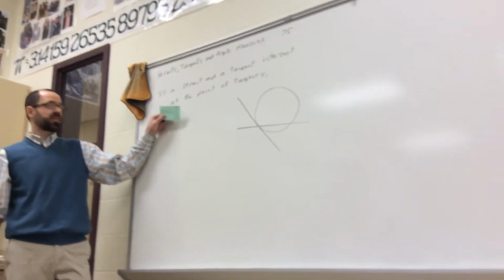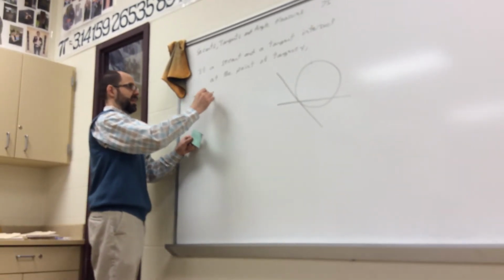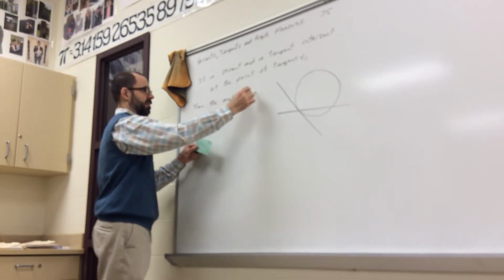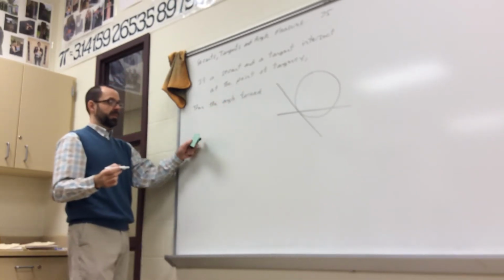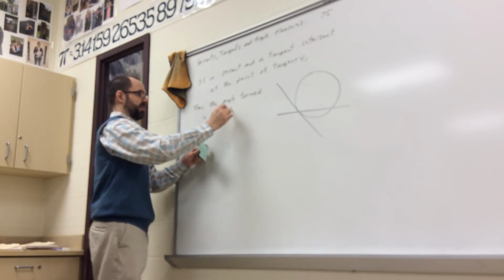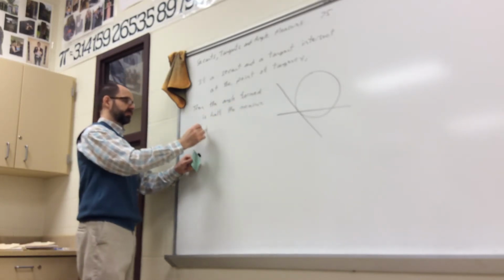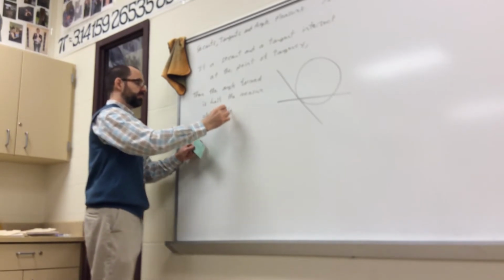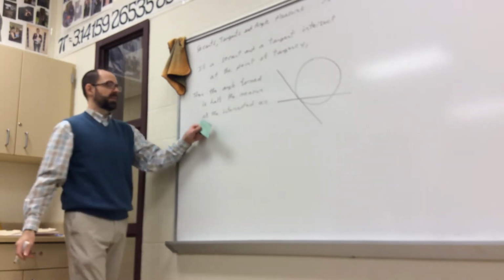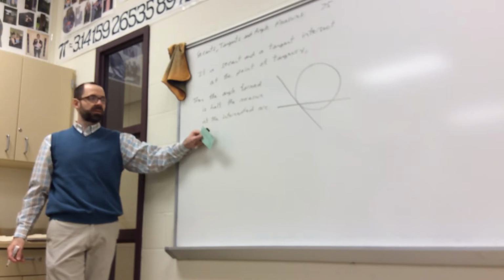That's the situation. If a secant and a tangent intersect at the point of tangency, then the angle formed is half the measure of the intercepted arc.